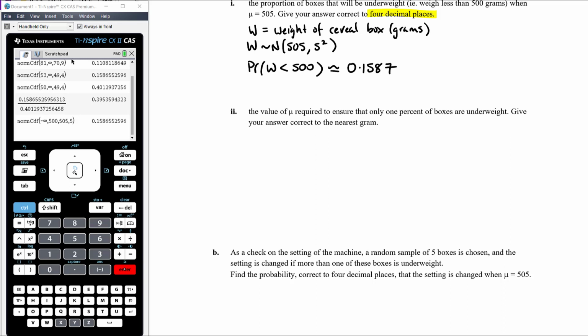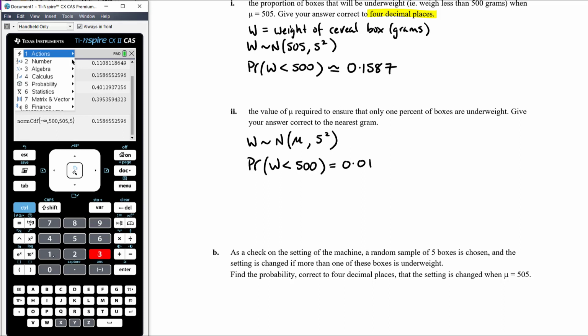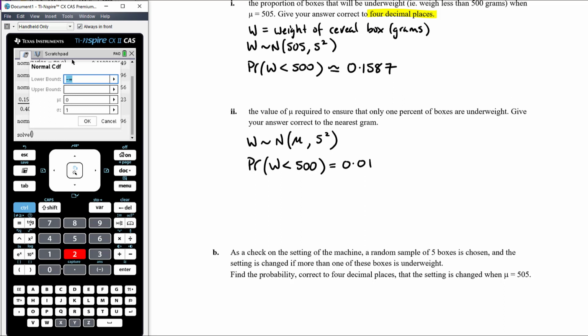I'm going to redefine my variable. I don't need to redefine W equals the weight of a cereal box. That's still true. But now in this question, it's a normally distributed variable with an unknown mean. Okay. But we do know that the probability that the box is underweight needs to be only 1%, so 0.01. Okay, so we need to solve for the mean. So menu 3.1, menu 552 by normal CDF, negative infinity up to 500 with an unknown mean and a standard deviation of 5.